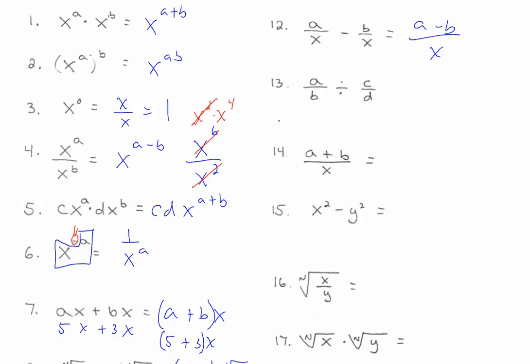Ethan, 13. A times d divided by b times c. AD divided by BC, right? Again, you change division to multiplication. You invert the second one, right? And top times top, bottom times bottom. 14. Anybody know what to do with 14? Oh, 15 will be fun too. Nick? Ax plus bx. Correct.